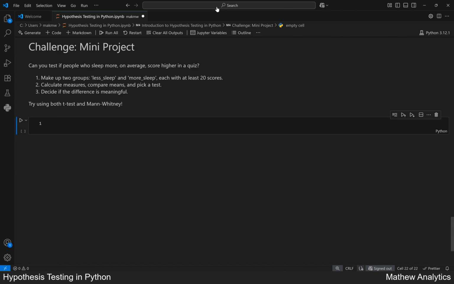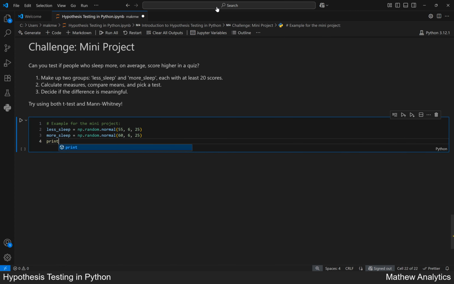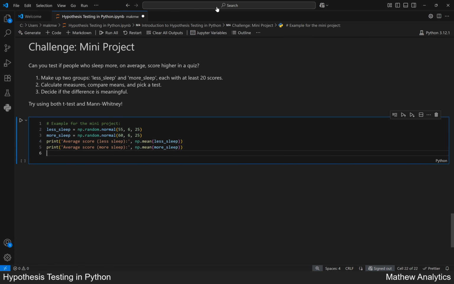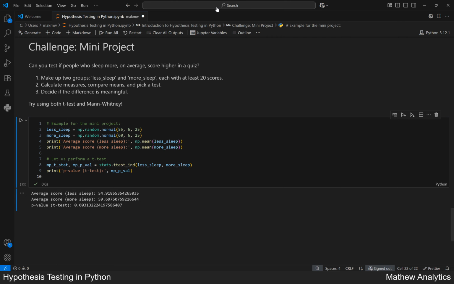Here is an example solution for the mini project. We generate scores for two pretend groups, one with less sleep and one with more sleep. We print the average scores for both groups. We use the t-test to check if the difference could be real. We print the p-value for this test. Running the cell now. Do the numbers support the idea that more sleep can lead to higher scores?